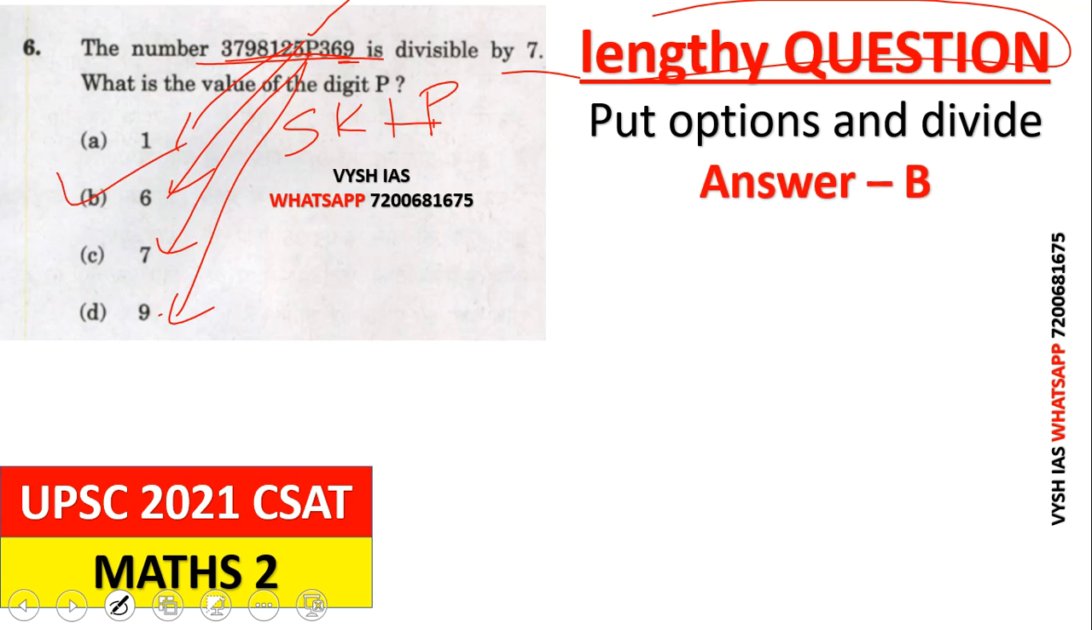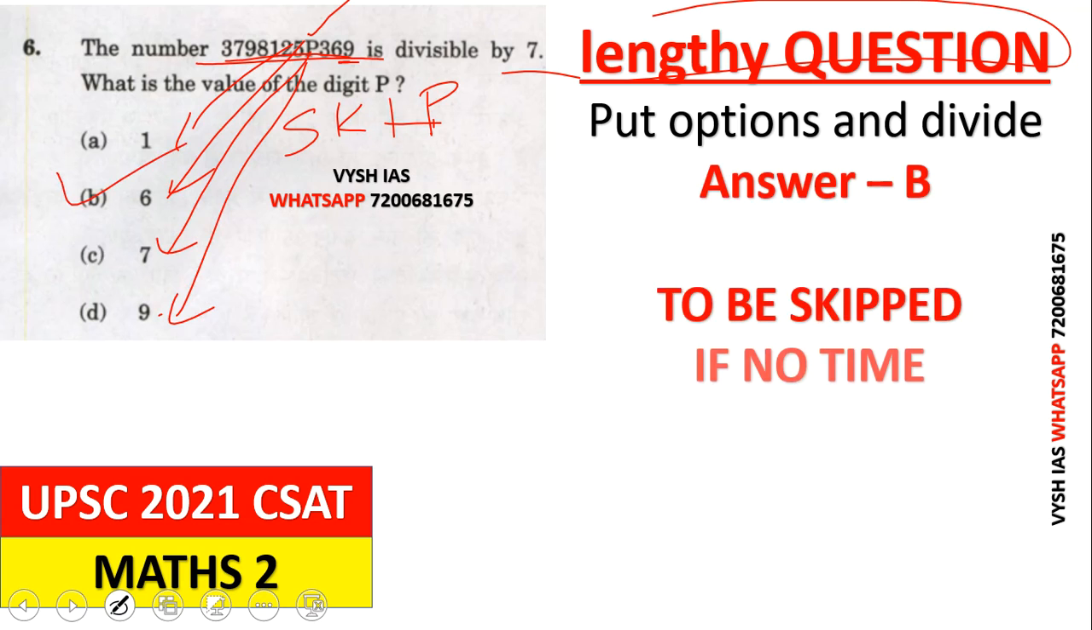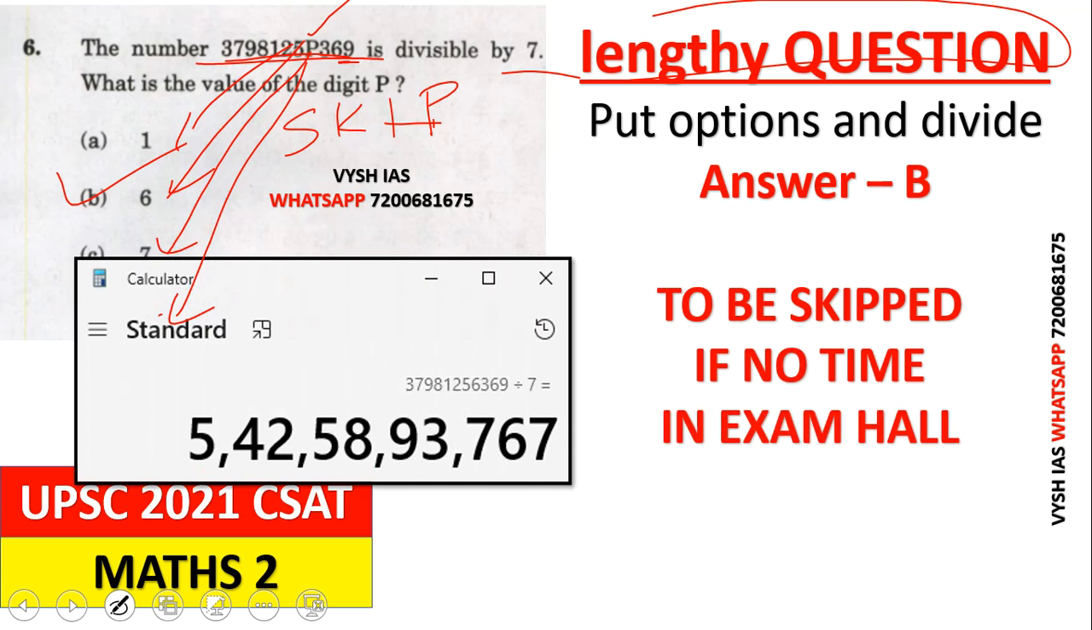Here the answer is actually 6. I'll show you, the same number only, instead of P, I put 6 here, so this 5P becomes 56. So that if you divide, it is the correct number. There will be no fraction, there will be no decimal.